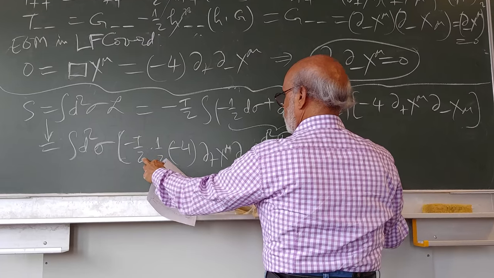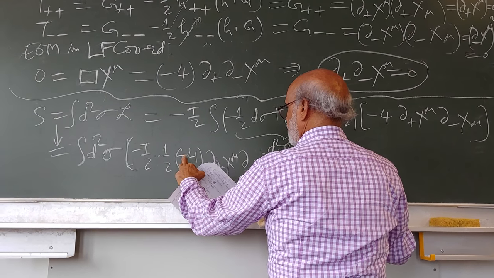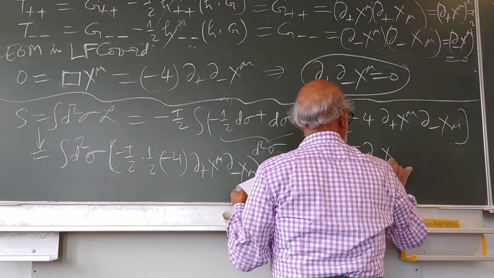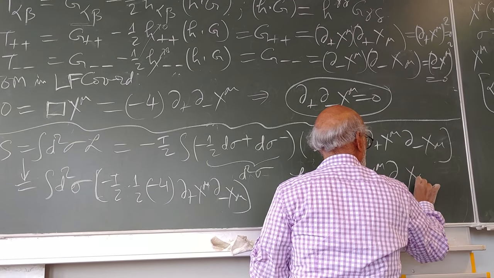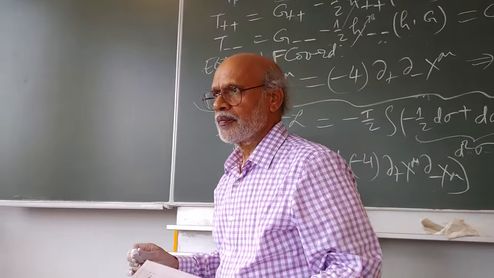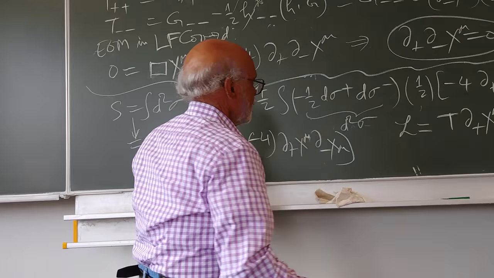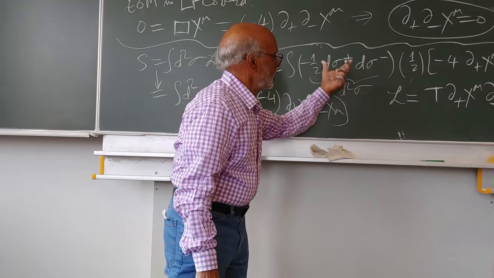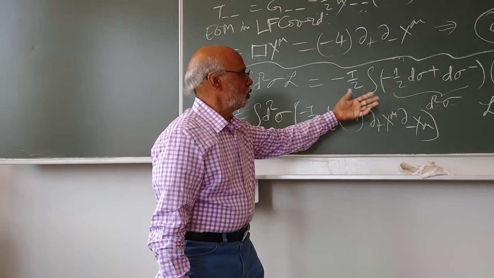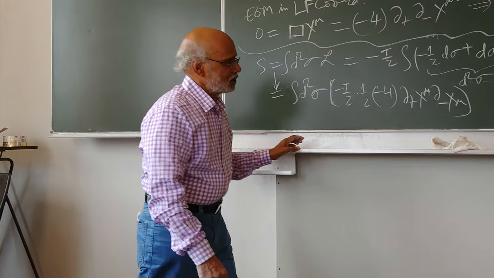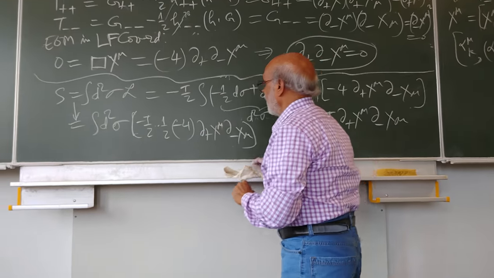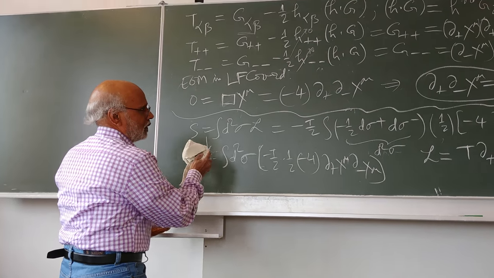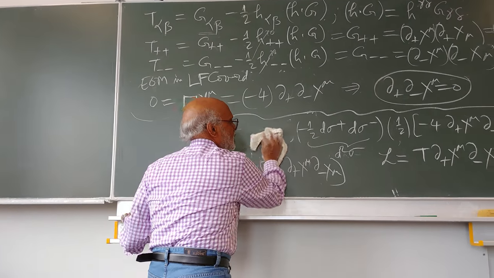So this then gives me L is my this thing. So 2, 2, 4, this goes away, minus becomes plus. This is T times del plus x mu del minus x mu. Okay. If I wish to extract what is my Lagrangian density, then we should only care about writing it back as d2 sigma, or you could write it the way you like. So this is then the Lagrangian density of the theory, and I would like to have some space.